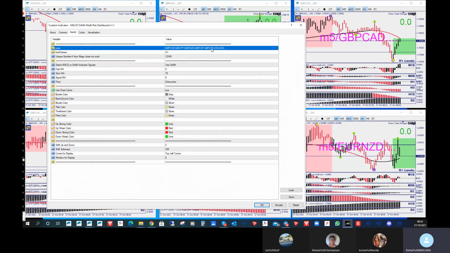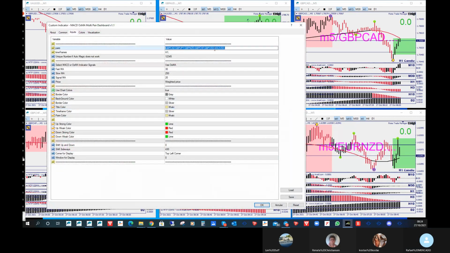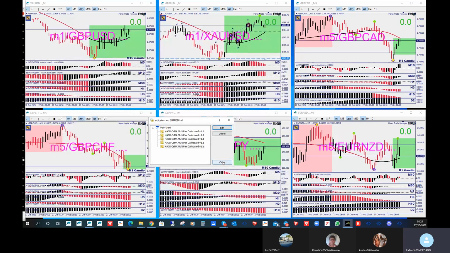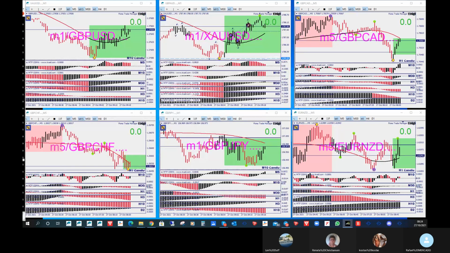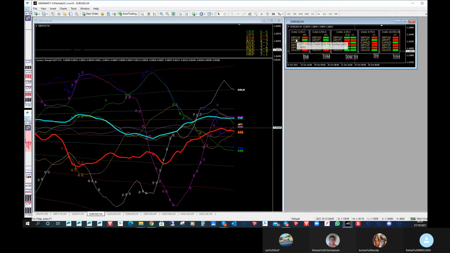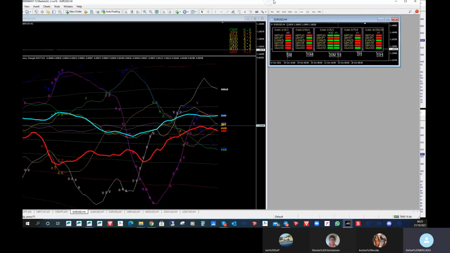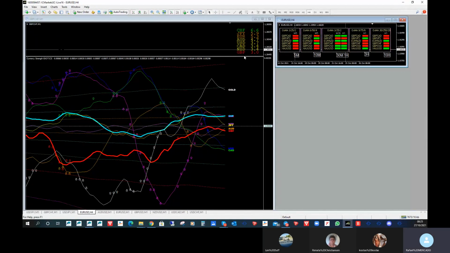Just focusing on those 6 pairs. Like this, I have pound CAD, pound yen, euro New Zealand, pound Swiss, pound dollar, and gold. My strength meter shows pound is the weaker one, and Swiss is the strongest.